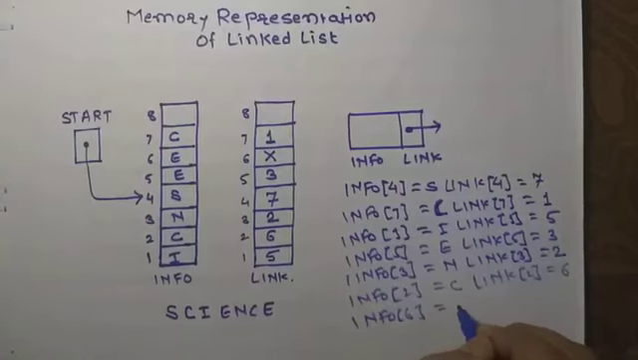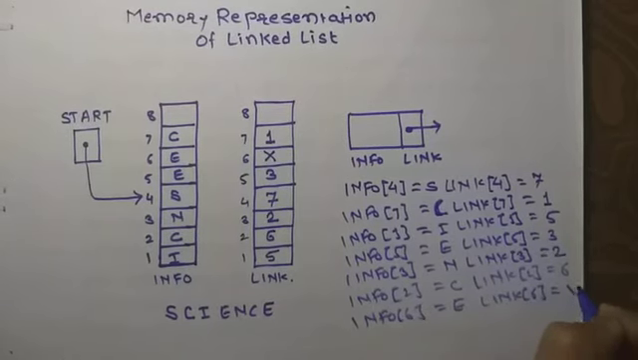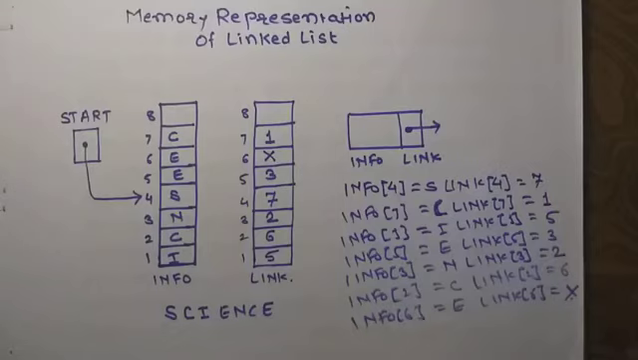Info of 6 is equal to E, and link of 6 is equal to null pointer. So in this way, this is the memory representation of the linked list.